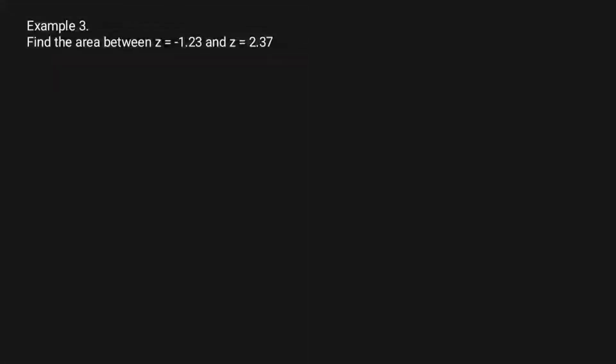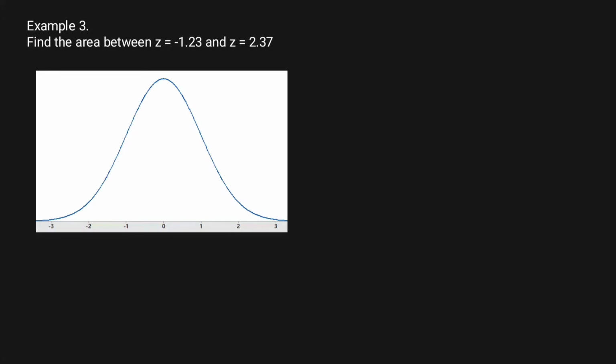So this time, nasa pagitan na. Okay, so drawing natin, negative 1.23. Estimate lang natin, so more or less, nandito siya. Negative 1.23. And then 2.37. So 2.37 between 2 and 3.